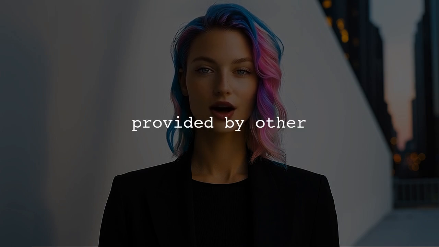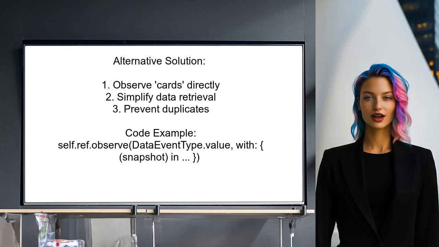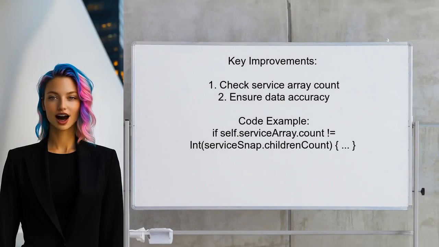Now let's look at the answers provided by other users. An alternative solution, provided by another user, involves a significant code change. They simplified the data retrieval process by observing the cards directly, which helps prevent duplicate entries in the array. They also introduced a method to check if the service array count matches the expected count, ensuring that the data displayed is accurate and up to date.